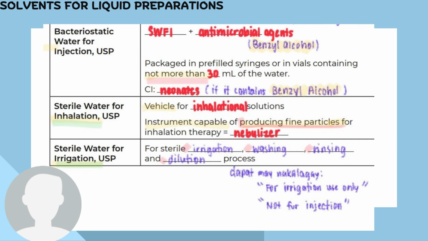And then, sterile water for inhalation (USP). Description: it is a vehicle for inhalation therapy via nebulizer. And then, it produces fine particles for inhalation. And then third one, the sterile water for irrigation (USP). It is for irrigation, washing, rinsing, and dilution. And dapat na siya label nga for irrigation use only and not for injection.